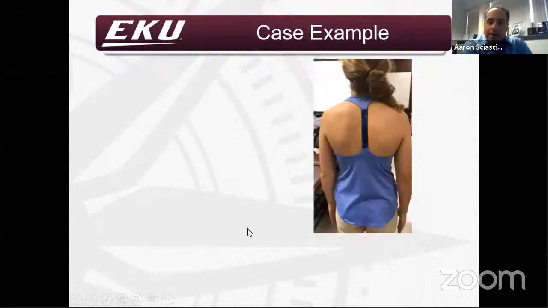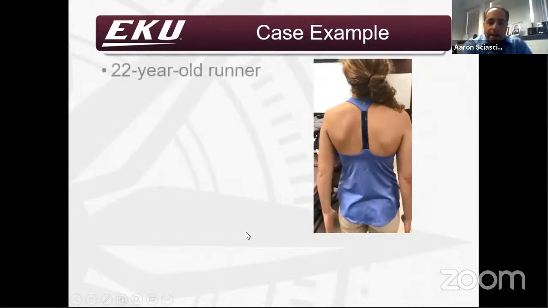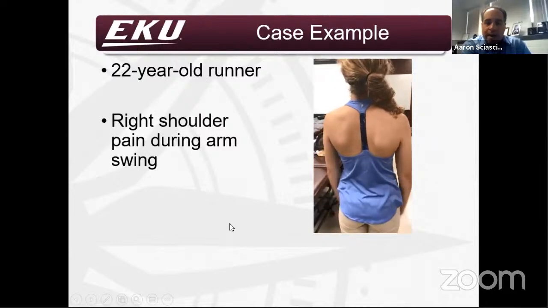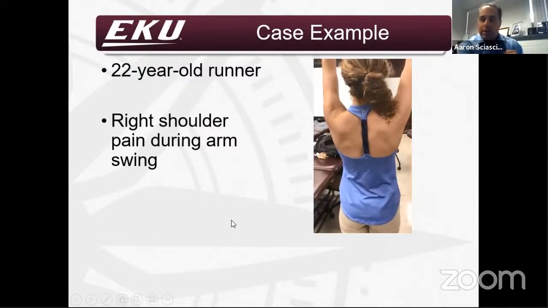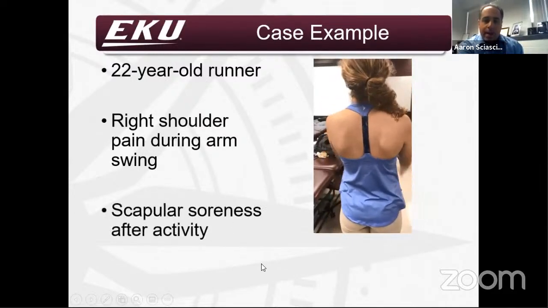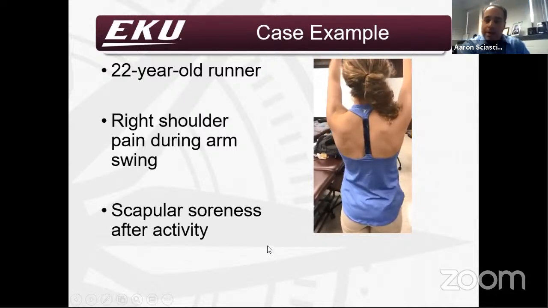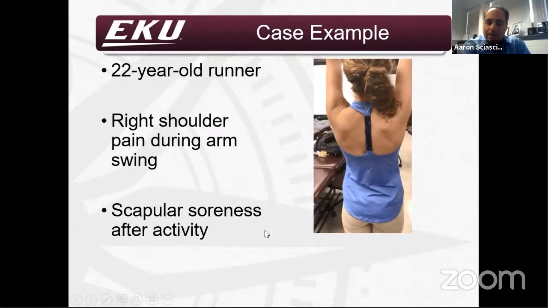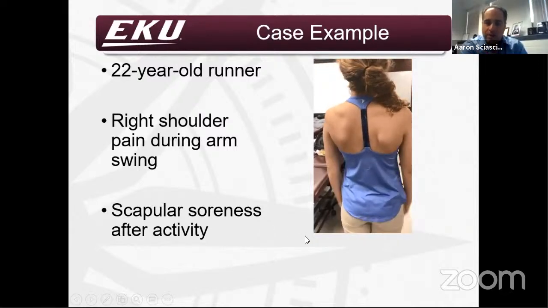So here is our case presentation. We have a 22-year-old runner. She complains of right shoulder pain during her arm swing when she's going through her strides, and she also has scapular soreness after her activity. So you can see the right side is a little more dysfunctional than the left.